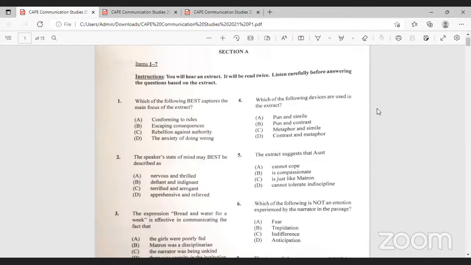2, the speaker's state of mind may best be described as what? Nervous and thrilled, defiant and indignant, terrified and arrogant, or apprehensive and relieved. State of mind, best. Remember, some of them apply in some degree, but which one is the best one? Somebody saying A. Any other answers? Best. Sir, I don't know what those words mean.